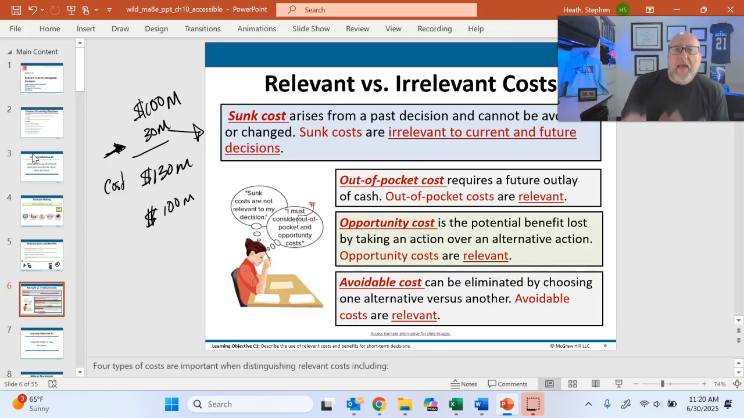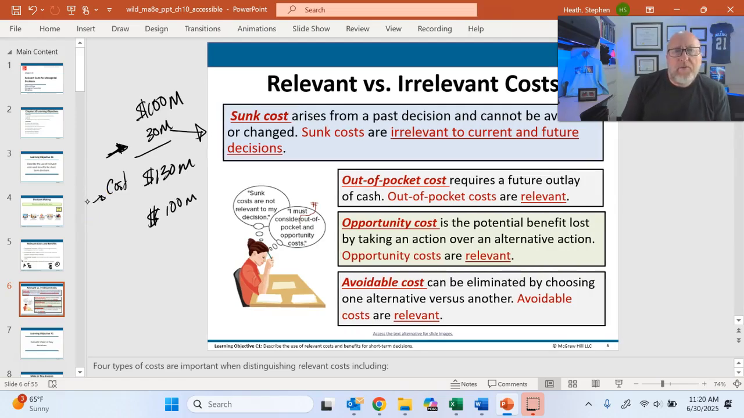Right? And at the end of the project, the total cost would be 130 and the revenue would be 100 million, right? So the sunk costs, what we're saying is these are irrelevant, right? I have no control over that. Those have already occurred, I should say. And therefore they are irrelevant.